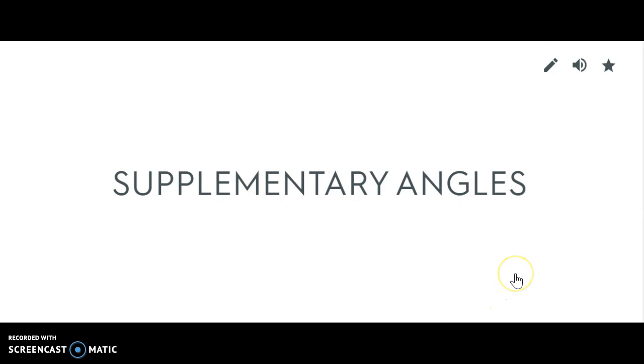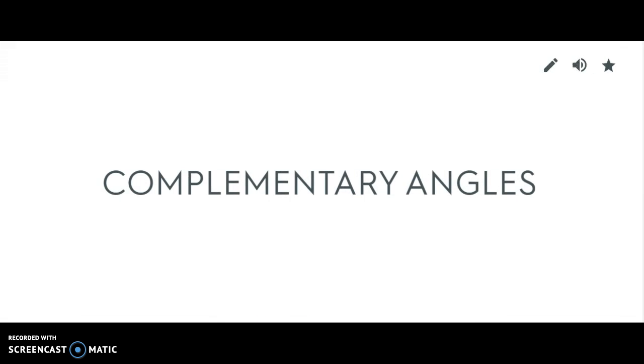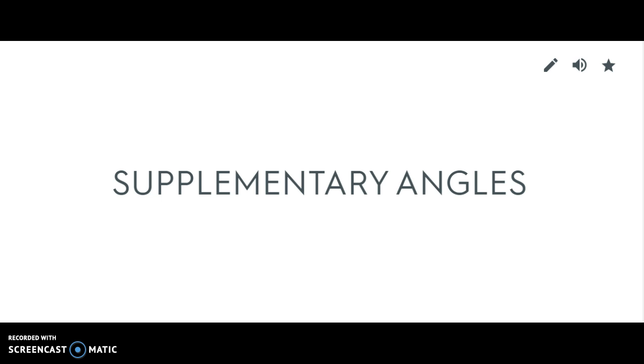Supplementary angles are two angles that add up to 180. So C is 90, S is 180. So supplementary, two angles that have a sum of 180. So here's a pair that's adjacent on the left. And then the one on the right are two that are not adjacent, but they still add up to 180. So supplementary and complementary do not have to be adjacent, but they have to have that correct sum. So complementary is 90, supplementary is 180.